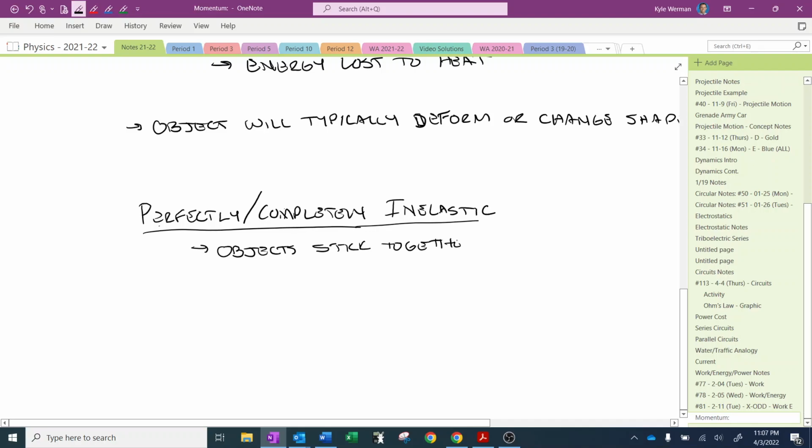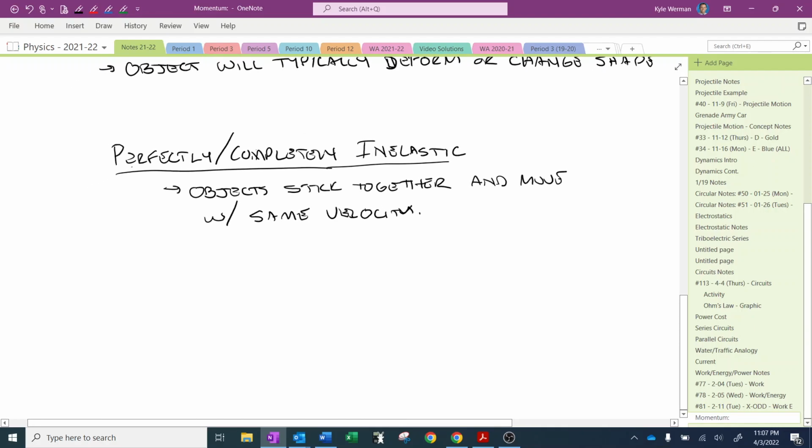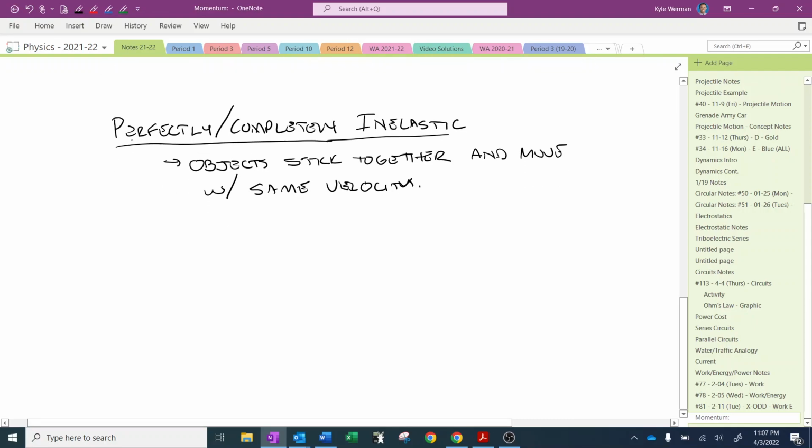They stick together and move with the same velocity. So you might see a problem that says, hey, the two cars collide inelastically, or more specifically, they collide perfectly inelastically. And you would know that, well, then after that collision, they must be stuck together.